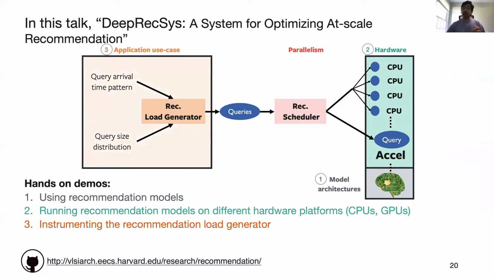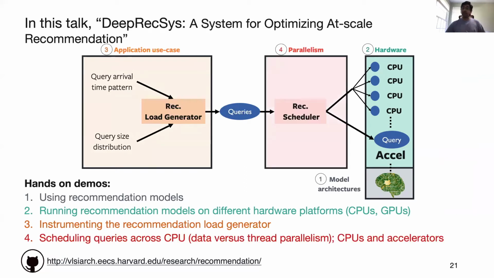Third, we will show how to instrument the recommendation load generator to study different input query patterns. Fourth, and finally, we will show how the scheduler can be used to trade off parallelism opportunities on CPUs and offload queries to accelerators in order to maximize latency-bounded throughput.